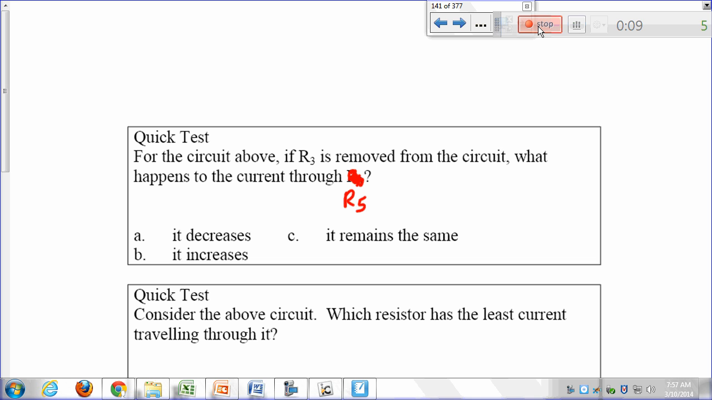Same options, but now the current through R5. Do you all have the circuit in front of you? Looks like everybody does. You want to ask yourself what happens to the overall total equivalent resistance of that bottom branch, and that'll tell you what the answer is.